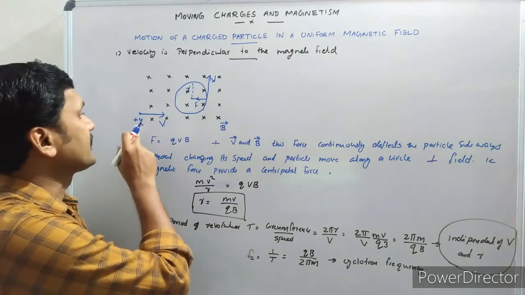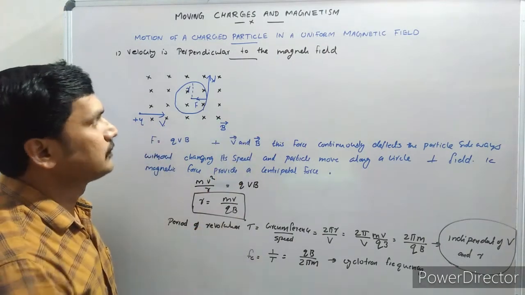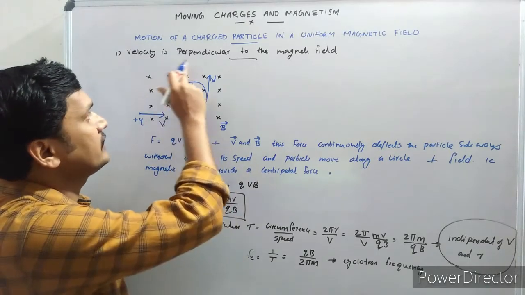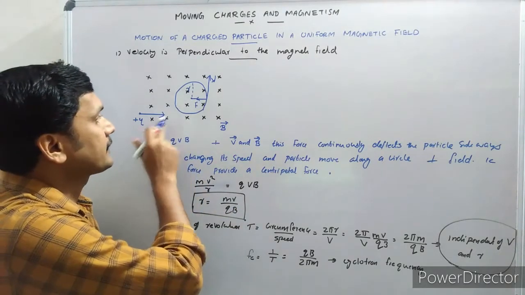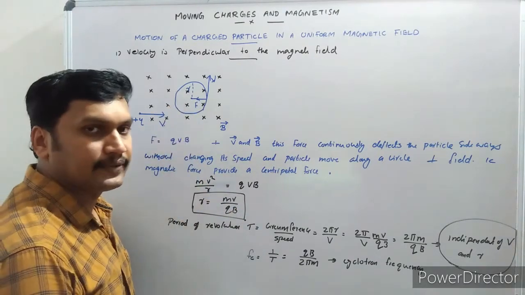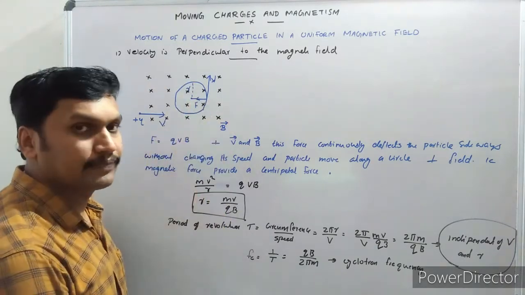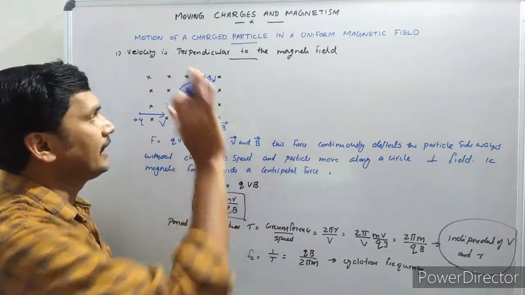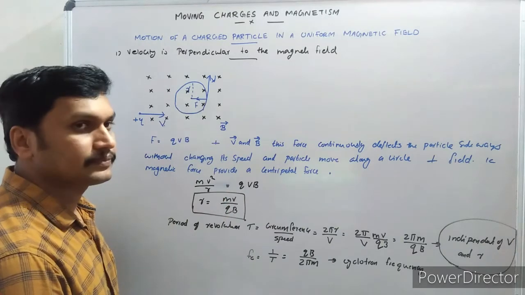Now the charge is moving with a velocity v perpendicular to the uniform magnetic field. So the first case is the velocity is perpendicular to the magnetic field. The field is uniform and its intensity is B, and the direction of the magnetic field is perpendicular to the plane and inward.